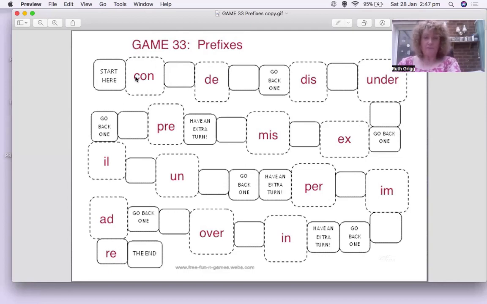Con. If you land there with your counter, try to think of a word that will go with that. Con what? Confident, maybe. Or if you landed there, de what? Descale. So to scale is to go bigger, to descale is to go smaller. See if you can find words that go with these prefixes.